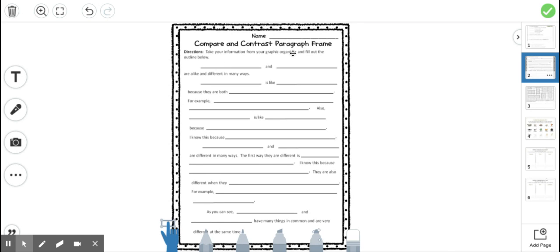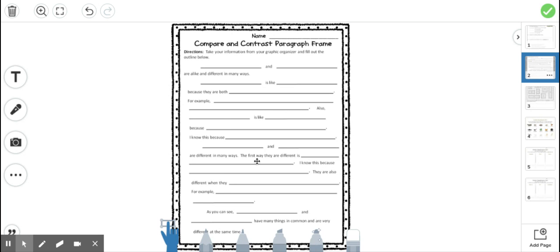Chihuahuas and German Shepherds are alike and different in many ways. And then talk about one of them. Chihuahua and German Shepherds are alike because they both, you might have to cross out is and just say are alike. Because they both blank. Give me a reason that they're both the same, for example, and then give me an example, right? It's kind of like that reason, example, Oreo thing that we did when we were doing persuasive writing.